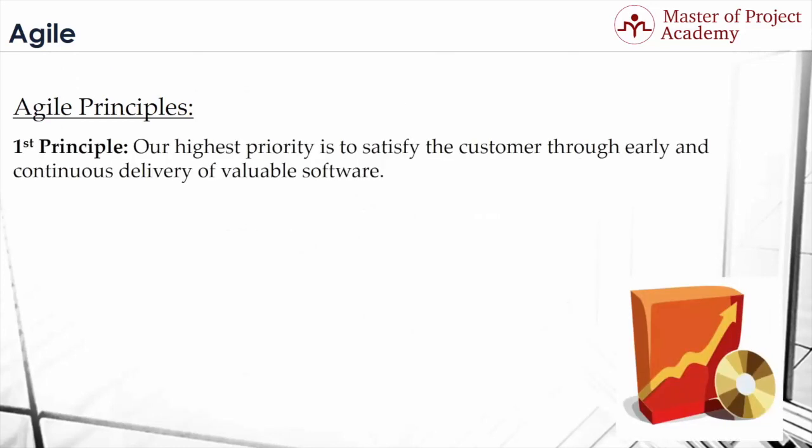The first Agile principle is, our highest priority is to satisfy the customer through early and continuous delivery of valuable software. Agile methodologies aim to produce working deliverables as early as possible, and by this way, customer collaboration is ensured through the project progress.